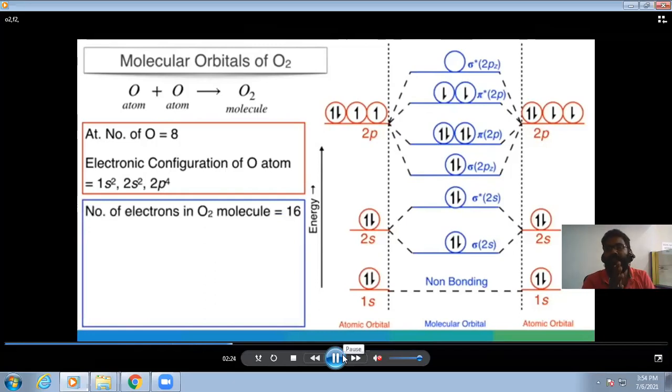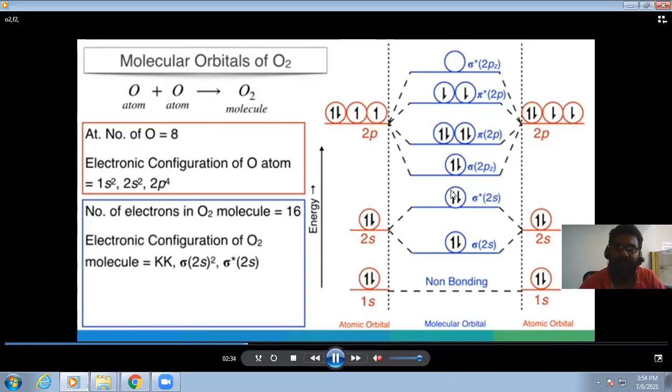π star 2pz is 0. No electrons in those molecules. The number of electrons in the O2 molecule is equal to 16, right?